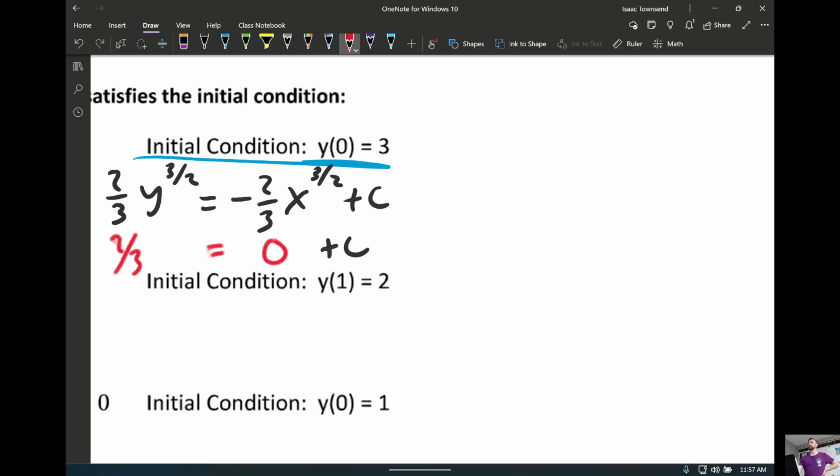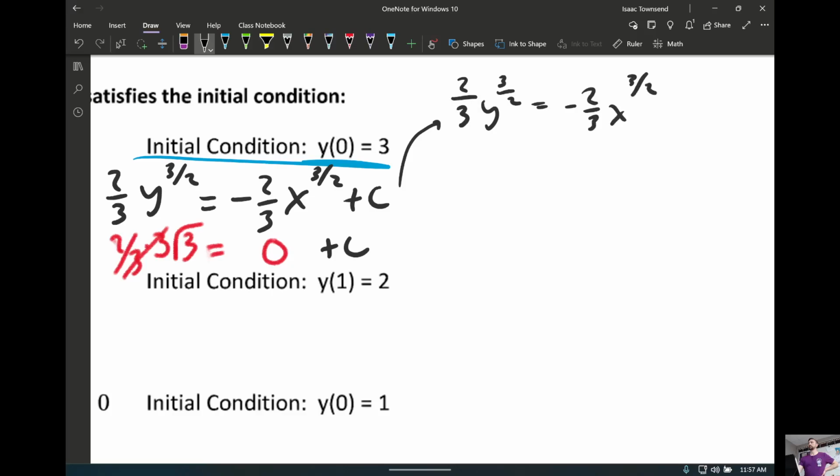Or the square root of 3 cubed, however you want to think of that. So 3 cubed would be 27, and the square root of 27 is 3 square root of 3. So I can get those 3's to cancel. And now I can see c is 2 square roots of 3.